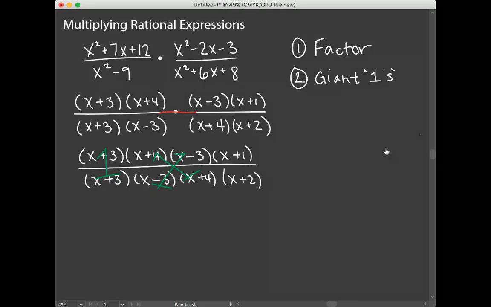So now we can see that all we are left with is x plus 1 over x plus 2. And that will be our final answer.